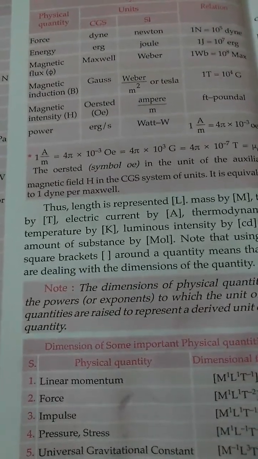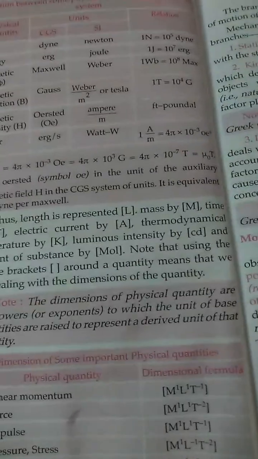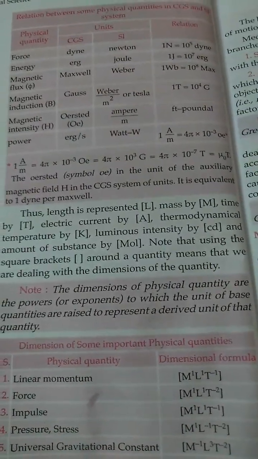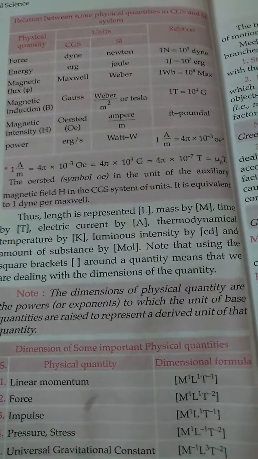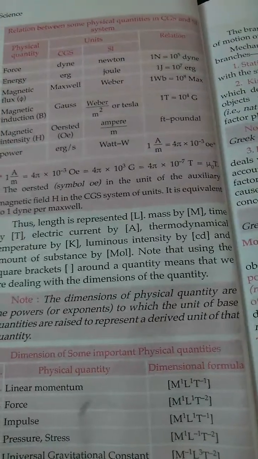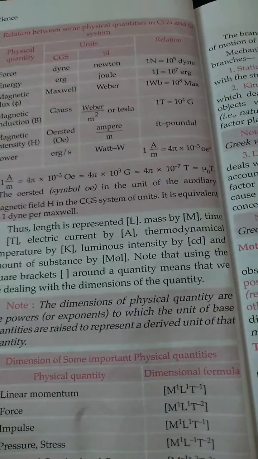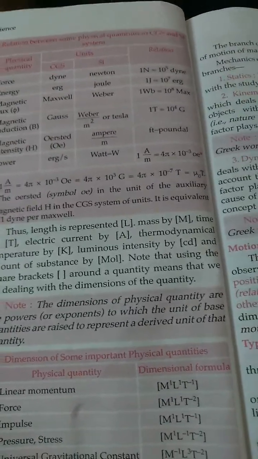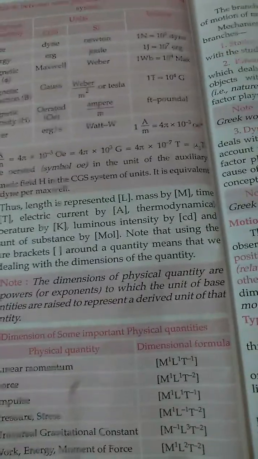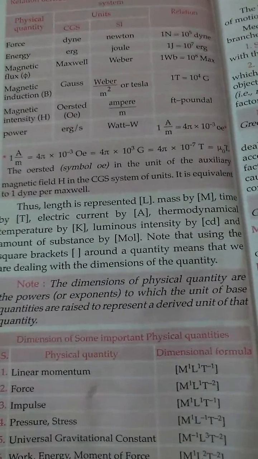1 ampere divided by meter equal to 4 pi into 10 to the power minus 3 Oersted equal to 4 pi into 10 to the power 3 Gauss equal to 4 pi into 10 to the power minus 7 Tesla equal to mu naught Tesla. The Oersted symbol Oe is the unit of the auxiliary magnetic field H in the CGS system of units. It is equivalent to 1 dyne per Maxwell.